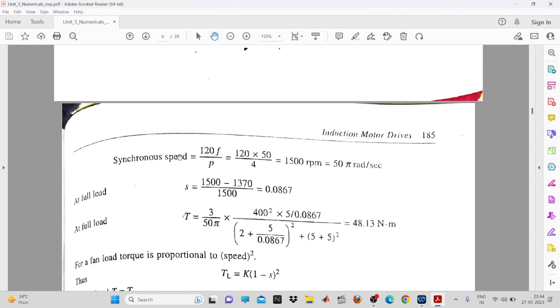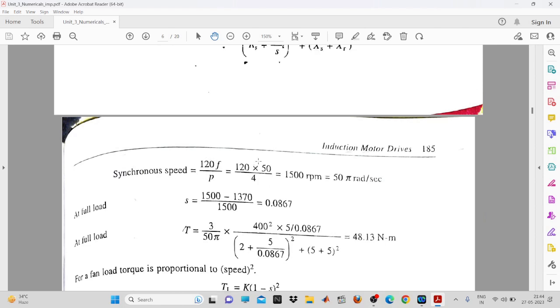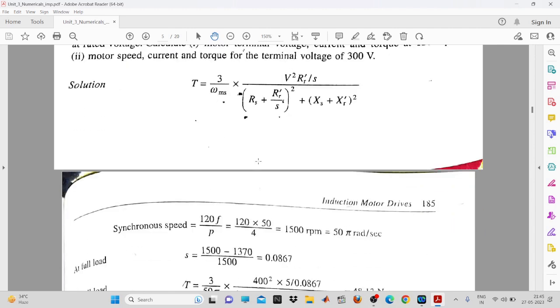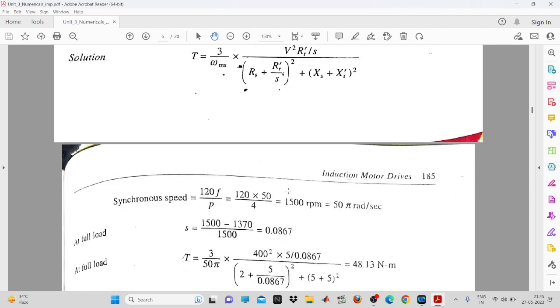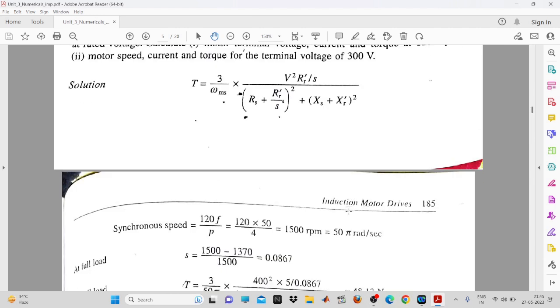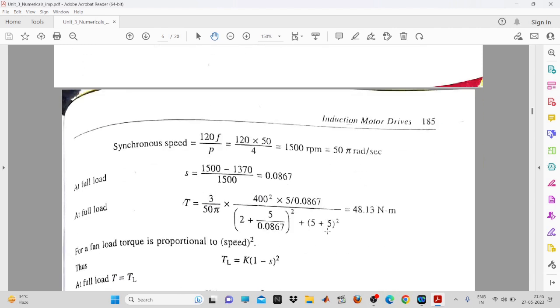So Ns will be equal to 120 f by P. 120 into, now here the frequency is given as 50, upon 4. This will be 1500 rpm. We don't require this in rpm, because everything we are doing in radians per second, so that's why we need to convert this revolutions per minute into radians per second. First we convert this rpm into rps. How will this be converted? You just have to divide this by 60, then it gets converted into rps, and finally multiply it by 2 pi. So I think your answer will be done.